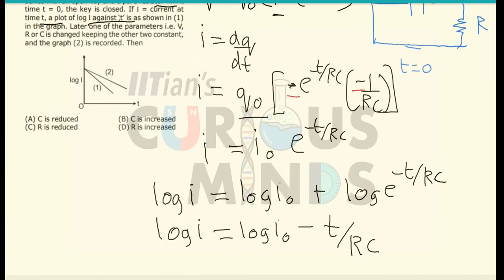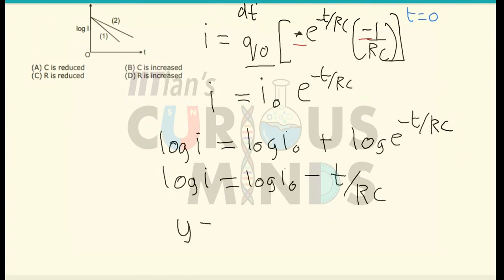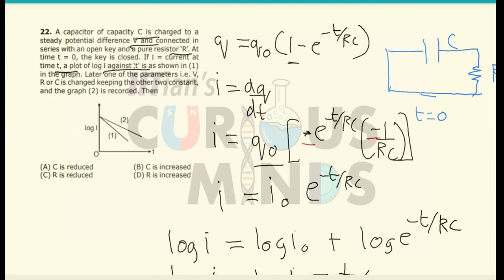So log I is the parameter on the y axis, so let me write this as y equals a certain constant, minus t, where t is the parameter on the x axis, so this is x, and the slope is minus 1/RC. I will not substitute it as a constant, I will write it as minus 1/RC. So initially we will get a graph somewhat like this.